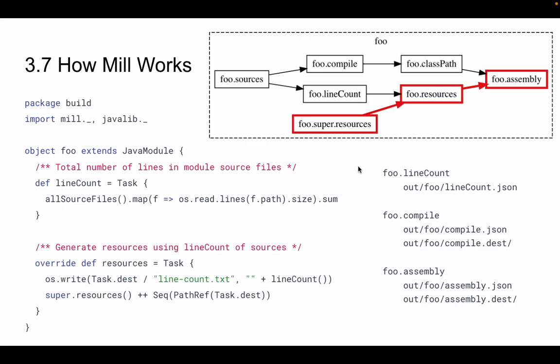And if you change a file, let's say you change a file in resources, that's one of the inputs to the build graph. Mill has this graph data structure. It just does a breadth-first search downstream in the graph and knows exactly what needs to rebuild, in this case resources and assembly, and what does not need to rebuild: line count, compile, or class path.